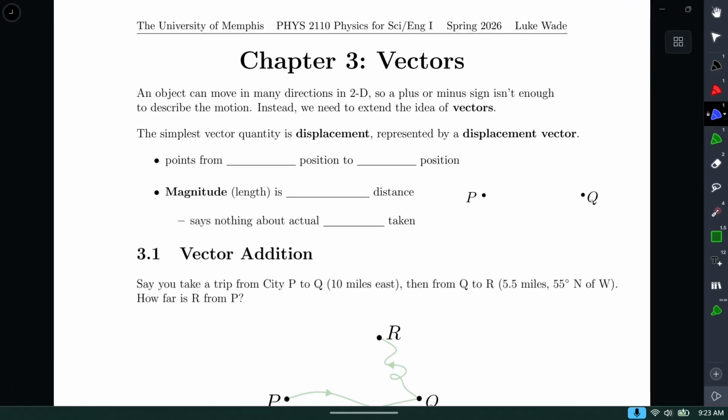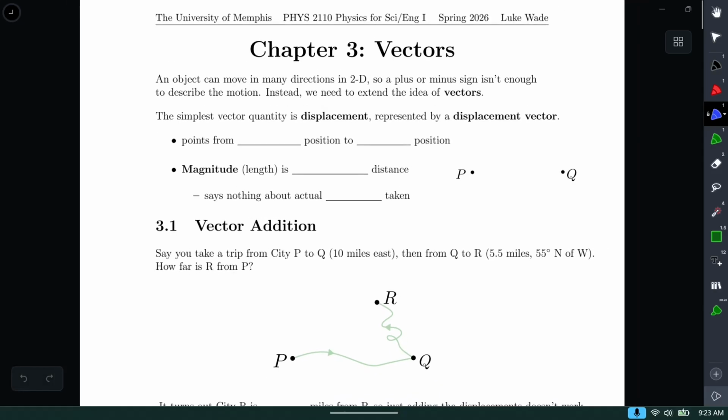All right. In Chapter 3, we can finally exit the 1D world we've been living in for the last couple chapters. You can now move to the left and right and up and down. It's crazy. But that brings with it some problems.